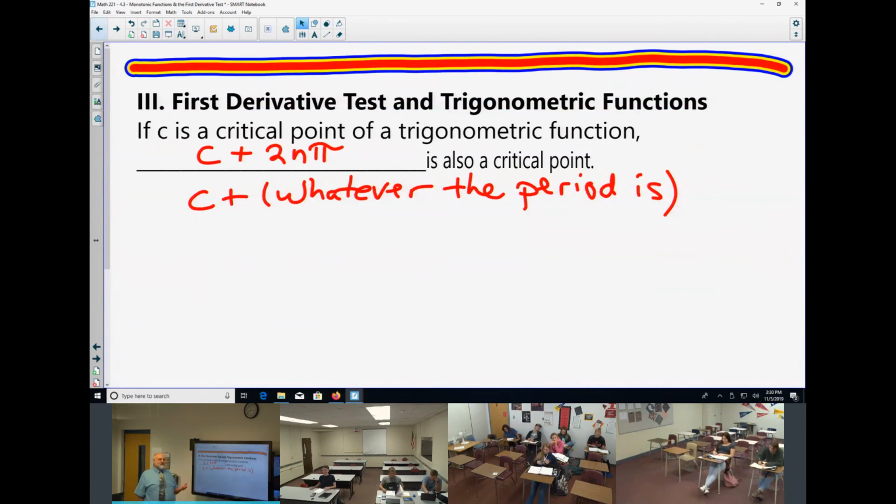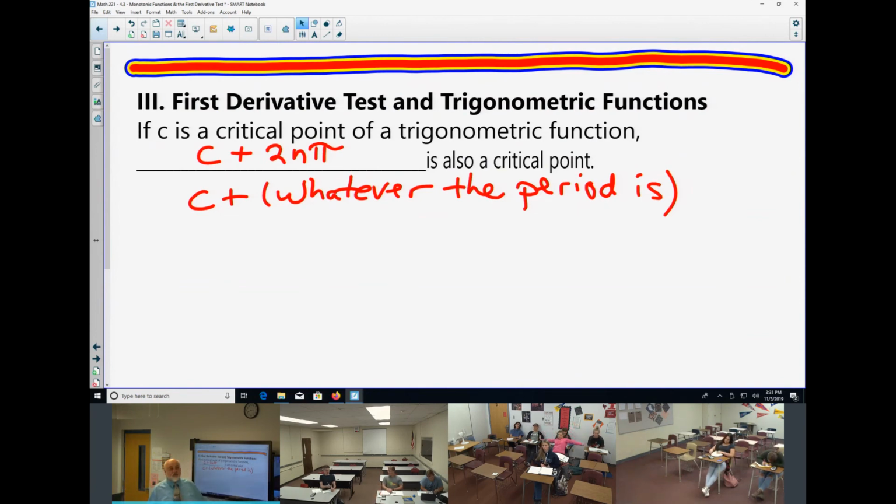Or if you have a specific function where, let's say, the period is shortened from 2 pi to pi halves or whatever, 5 pi, every time you have another period, you're going to get another critical point there. Okay? Now, I'm not really going to make a big deal out of that, but I'm just letting you know that if you have a max, you're going to continue having a max. All right? Any other questions on that?